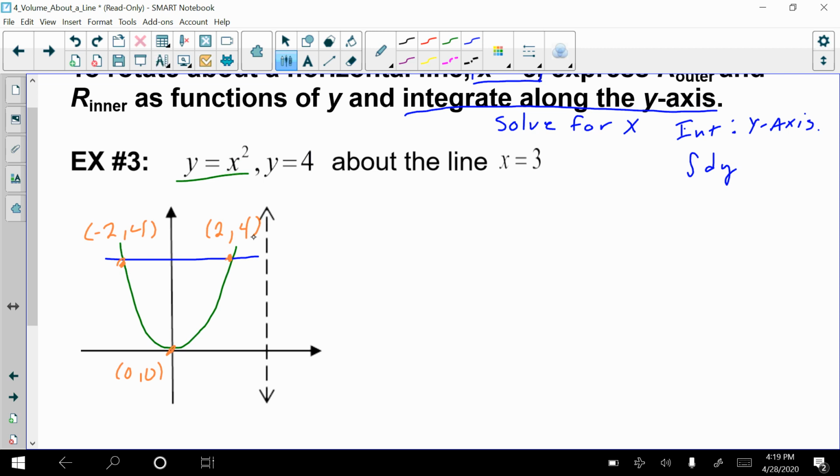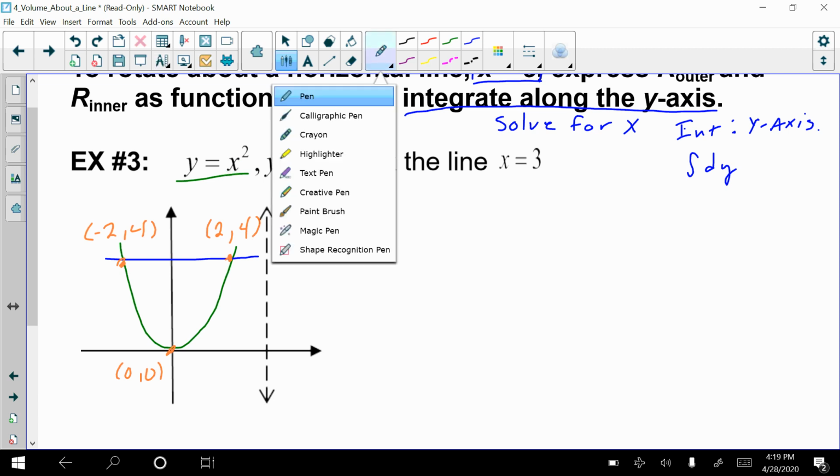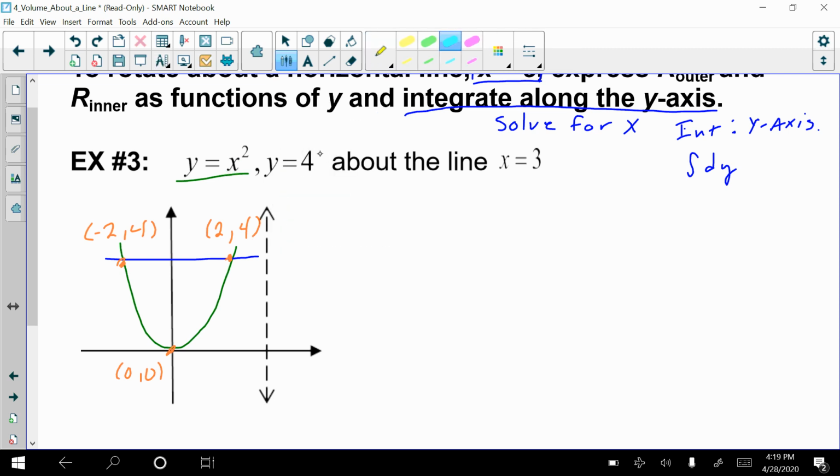So the region that we're going to be revolving is going to be this region right here. So imagine that spinning around the line x is equal to 3, something like that.